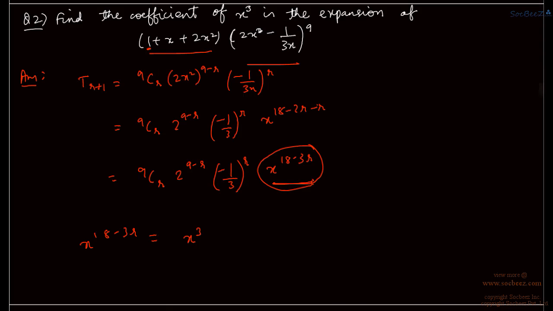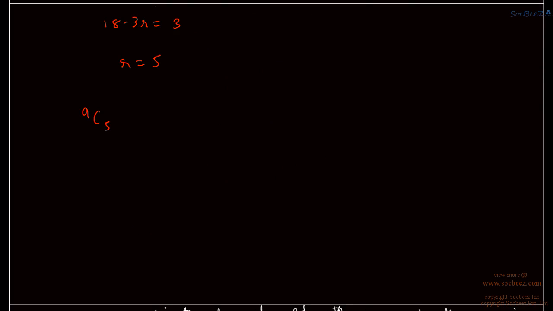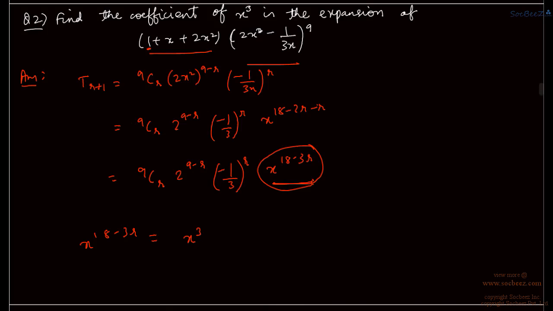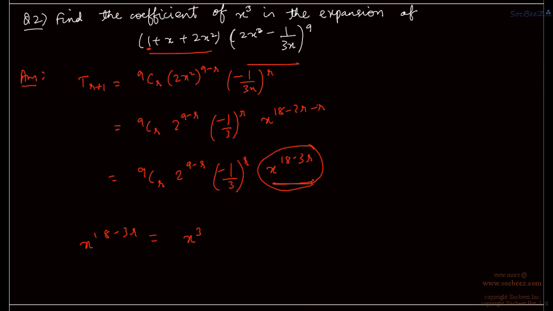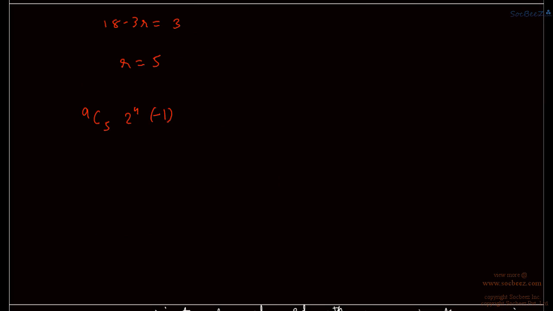So once we know r, we can write the coefficient. The coefficient is 9c5, 2 power 9 minus 5, that is 2 power 4, and minus 1 power 5, that is minus 1 actually, by 3 power 5. It's minus 1 by 3 power 5. Solving this whole thing, we get the coefficient as minus 224 by 7. So the coefficient is actually a negative one. This is the coefficient.